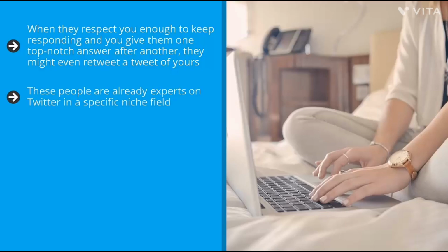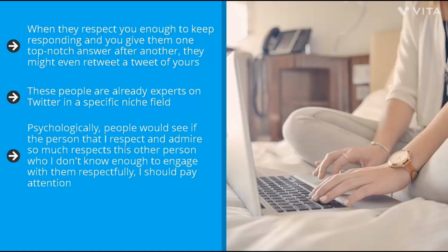These people are already experts on Twitter in a specific niche field. This means that they have attracted people who consider them authorities. When they engage with your content to the point that their followers see your brand and your content, you get access to that audience. Psychologically, people would see that the person they respect and admire so much respects this other person, who they don't know, enough to engage with them respectfully.